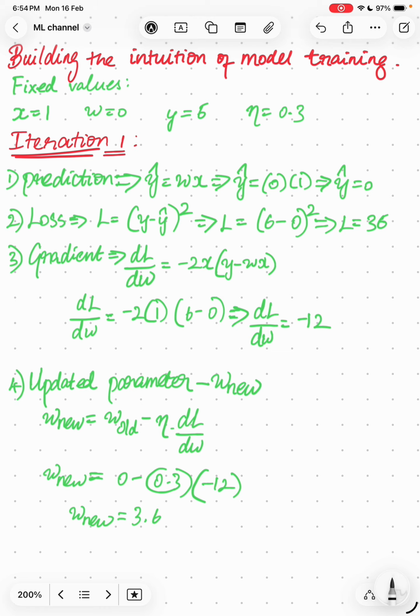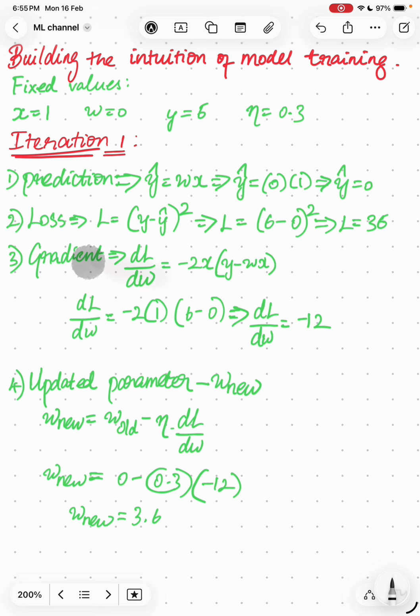So now if you see the first iteration, the model is trying to predict a value. Y bar is equal to Wx. I'm substituting W with 0 because that is the initial weight of this model. X is 1. That is the input, and that is going to be constant always. So initial prediction is 0. Now we will calculate the loss. We know the formula for loss is (y minus y dash) whole square for this particular model. So for loss, I'm substituting y and y dash values as 6 and 0 respectively. So the value of loss is 36.